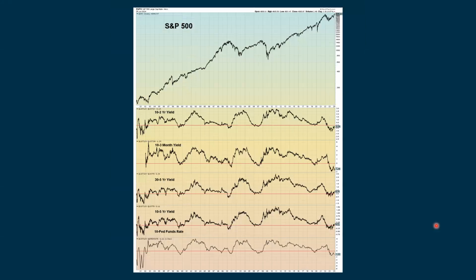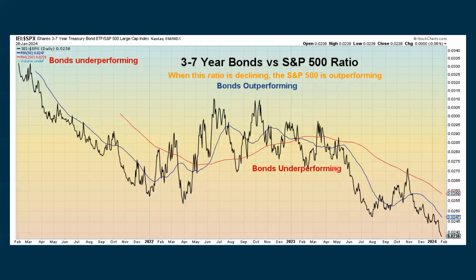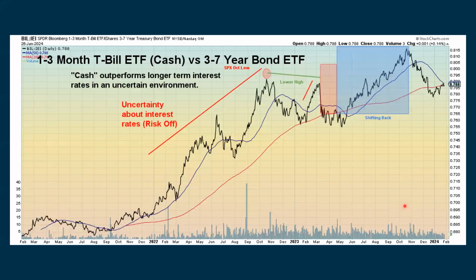Then here are the yield curves, where the most important ones are the 10 to the 2 and the 10 to the 3 month. When they're below these red lines, that means they remain inverted, and they are still inverted. When this is going down, that just means that stocks are underperforming bonds. Then here is cash, as we measure using the 1 to 3 month T-bill, and we compare it with further out bonds. The fact that this is starting to go back up is a little bit of a concern. In a more positive interest rate environment, we would like to see this continue to go down.